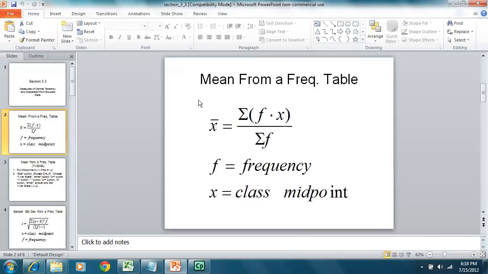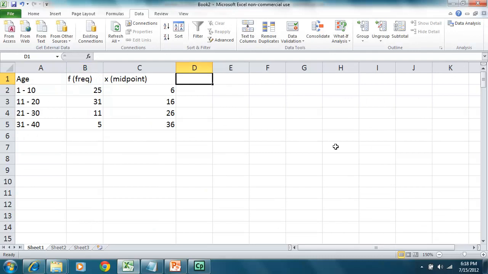Okay, what's our formula say here? F times x. So we're going to take f times x. So equals, and then I'm going to type in B2, because that's our frequency, the f, times C2, because that's our x. And then press enter. And then I'm going to click this first cell again and grab this lower right hand corner and fill down and fill in all the rest of those.